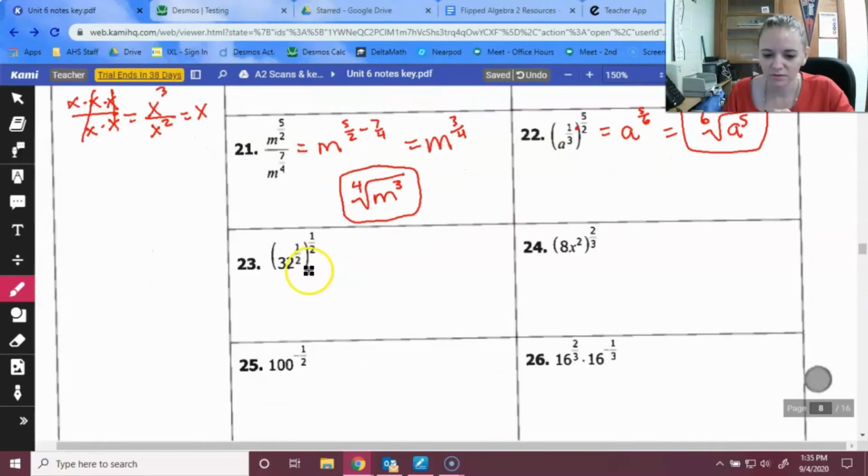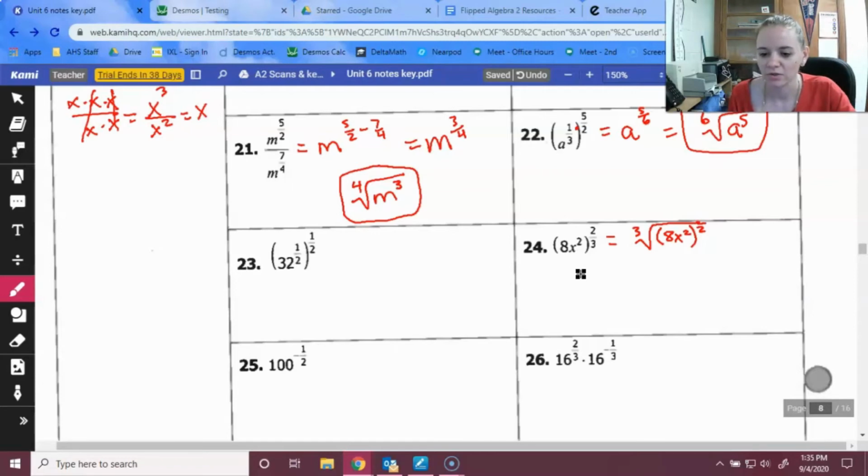Alright. You can do 23. Alright, 24. Yeah, let's go ahead and do this one. So there's a couple ways you could dive into this, okay? Since we've got this raised to an exponent, go ahead and flip my 2/3. So the 3 would go out, and then 8x squared, and then my 2 would go in. So you can start off that way.